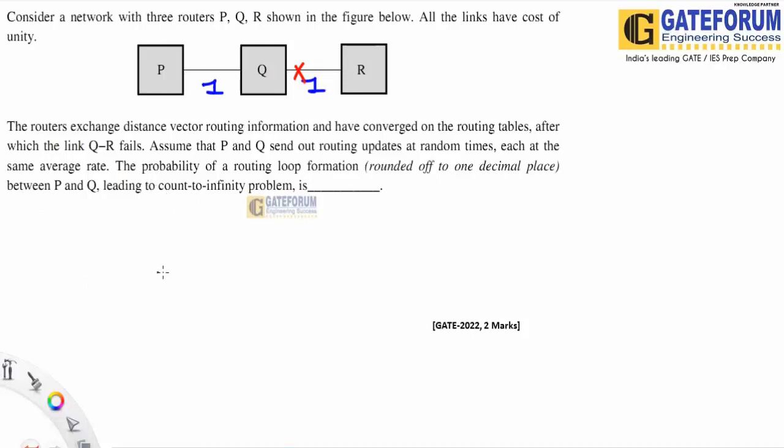So basically we have a connection from P to Q to R, where after some time this connection is failing, and count to infinity will happen first if P updates this particular information to Q first. So generally if P updates first, we will definitely have a count to infinity.